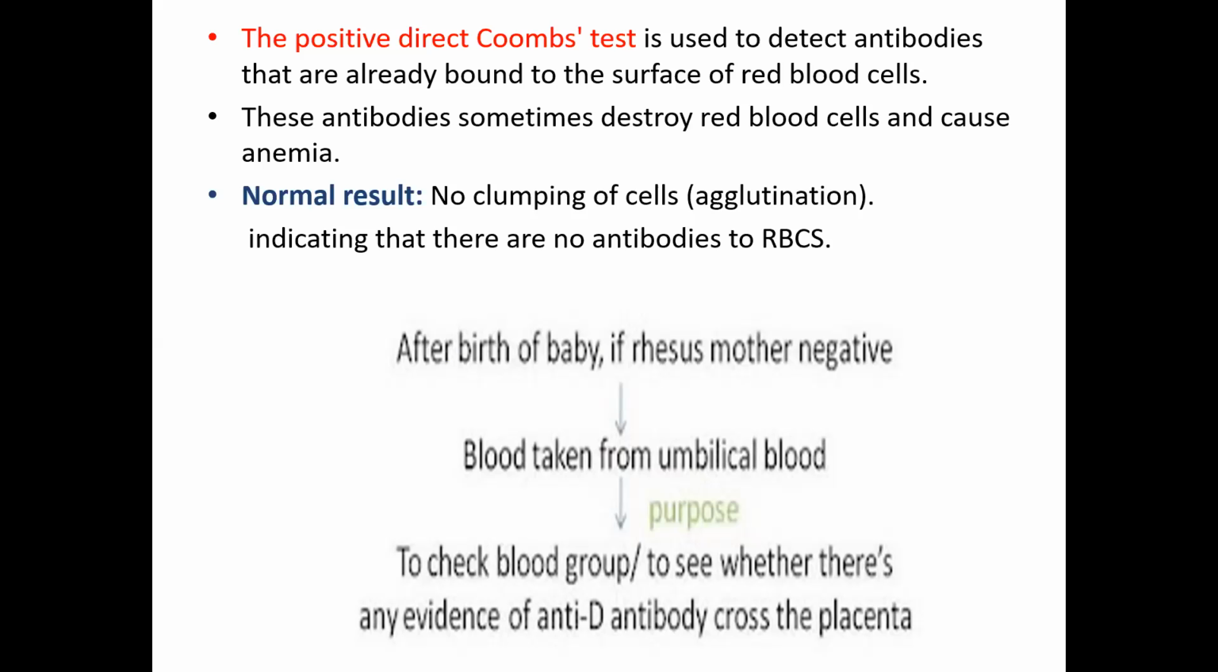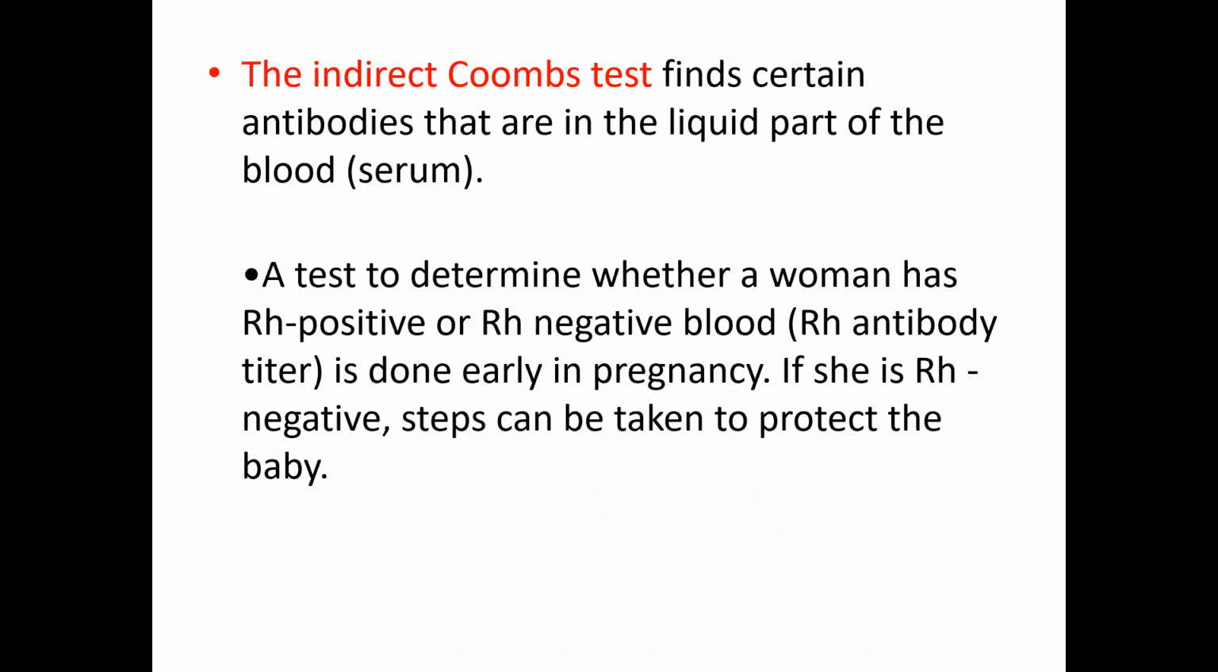Agglutination indicates that there is an antigen on the RBC. After the birth of the baby, if the mother is Rhesus negative, okay, the blood is taken from the umbilical cord to check the blood group and to see whether there is any evidence of antibody crossing the placenta. That is a direct Coombs test. Okay, direct means when we are taking the blood from the baby.